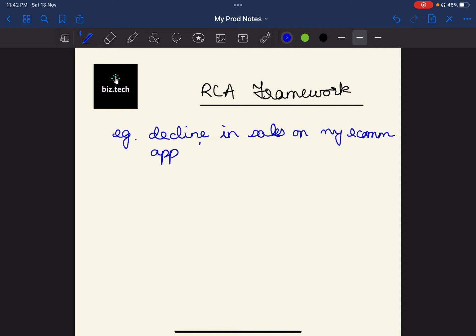Now it's kind of a vague problem, and hence the first step in all this should be to question the question itself. Question the question itself. It's important to understand what is the issue exactly. From this, I do get an idea there is some problem in my ecom app, and due to which its sales is declining. But it's still vague, like how much is the decline that is happening.